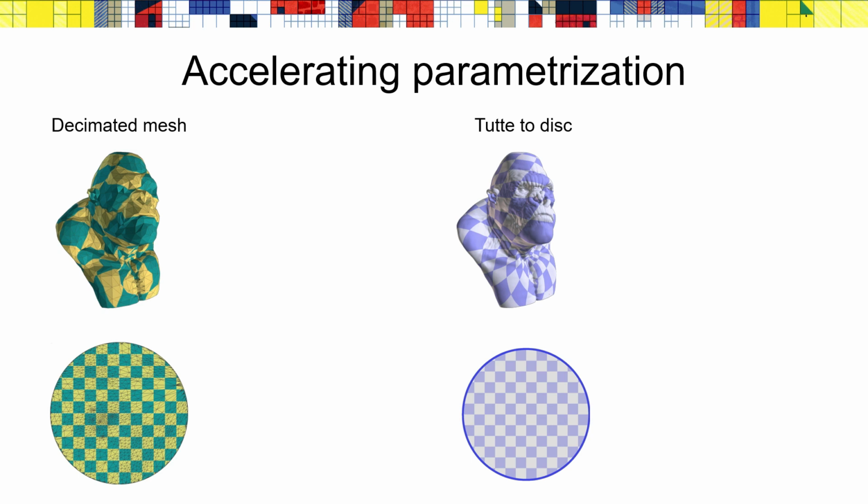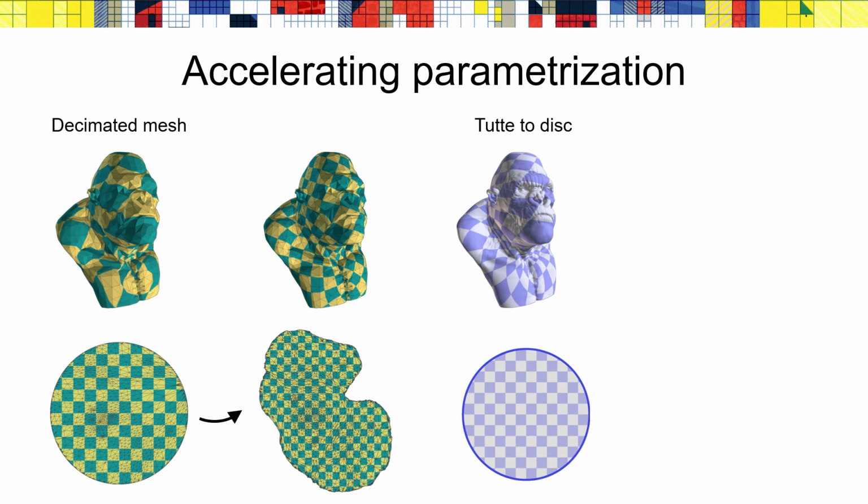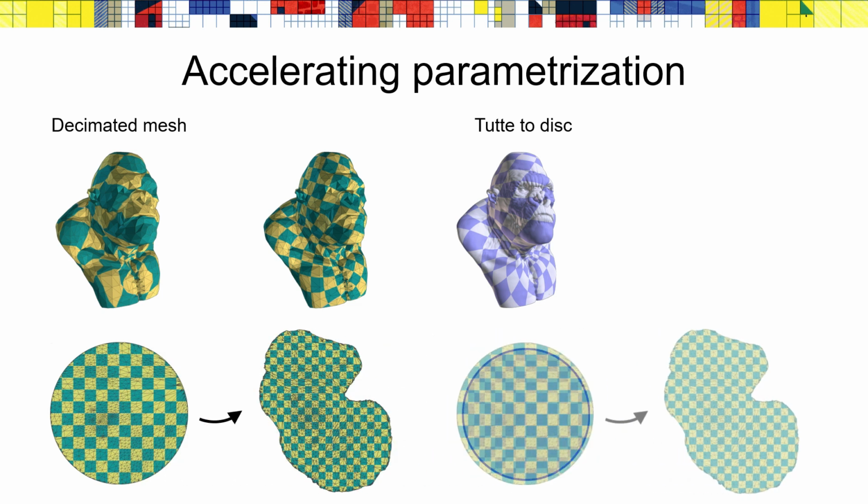Here, to obtain a better initialization, we parameterize a decimated mesh. Then we use a planar deformation induced by the decimated UV map to construct an initial map in the higher resolution. As you can see, this initialization is much closer to the expected shape of an optimized UV map.